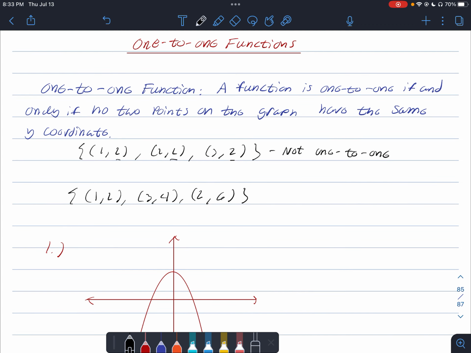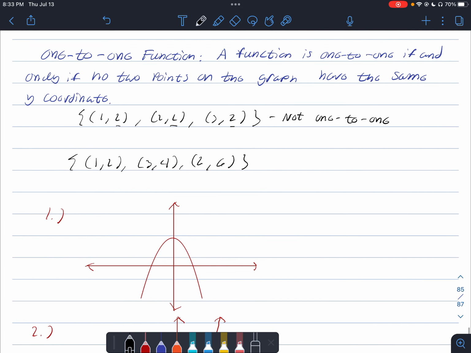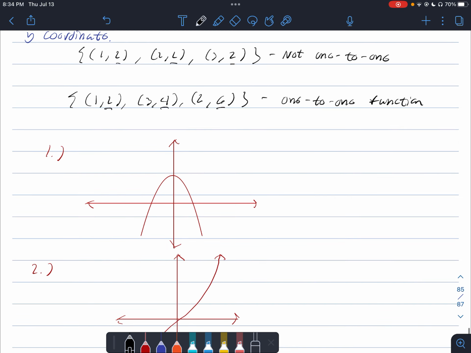But this one here, we have the points (1, 2), (3, 4), and then (2, 6), okay? So what we're seeing here is there are no repeated y values. We have 2, 4, and 6, and it is a function because 1 goes to 2, 3 goes to 4, and 2 goes to 6, okay? But there are no repeated y values. So we would say this is a one-to-one function. Okay, so this is how we can think of one-to-one functions.